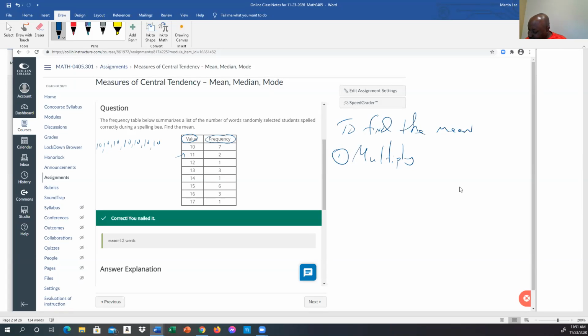Then the number 11 appears twice. So 11, 11, and so forth, all the way down to the number 17 appears 1 time. So you would multiply, okay, to find the mean, multiply the value times the frequency.